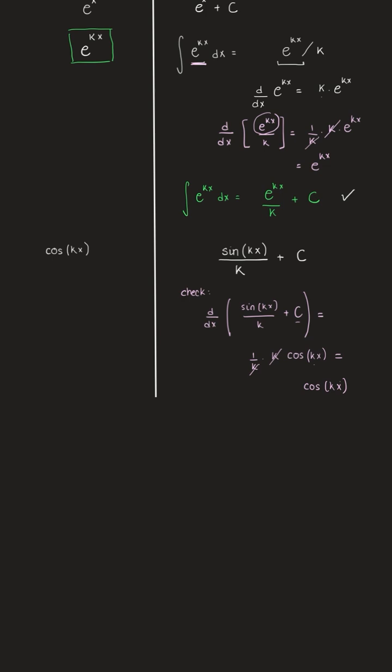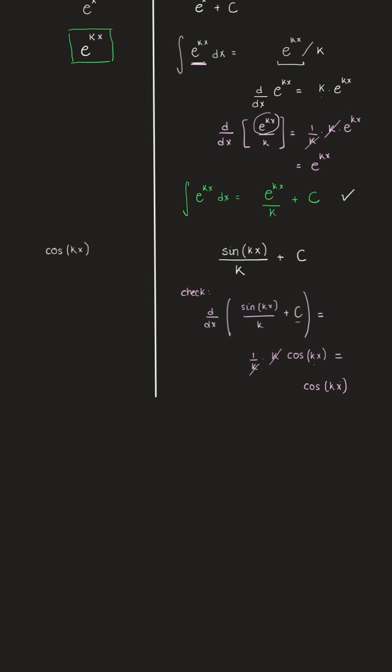So we can see that when we're taking antiderivatives and we have a constant inside the function multiplying the independent variable, we're going to have to divide by that constant to undo the chain rule. Okay, so now we can continue to generalize.